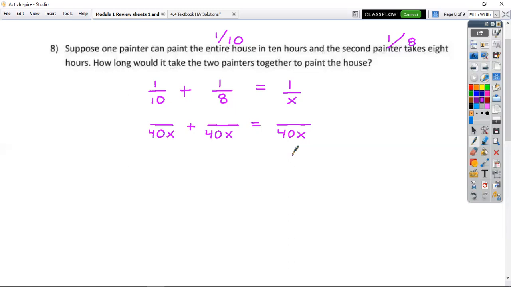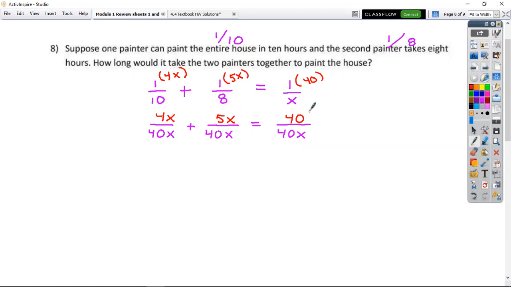Okay, so you want to figure out how do you get there. So I need to go from a 10 to a 40. So I multiply by 4. And I'm missing the x. So 1 times 4x is 4x. 8 times 5 gives me 40. And I need that x as well. So 5x. And then lastly, it has the x, it needs the 40. This is just 40.